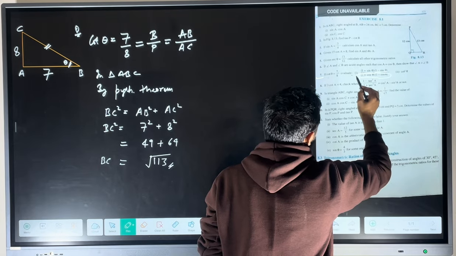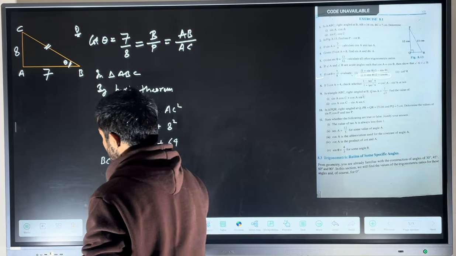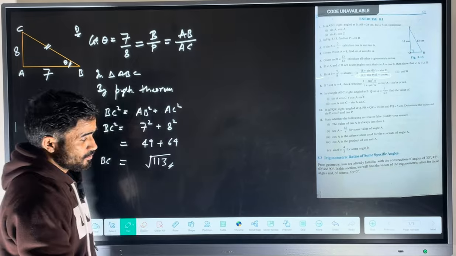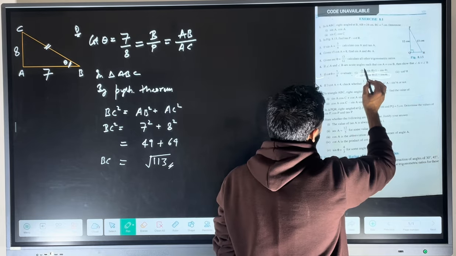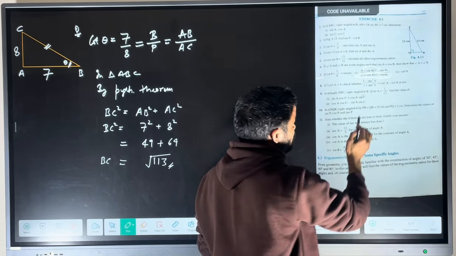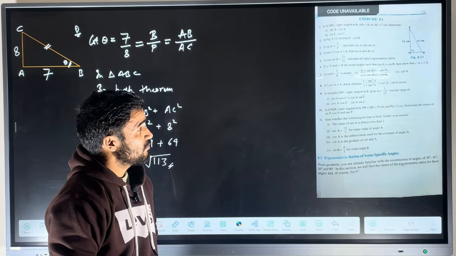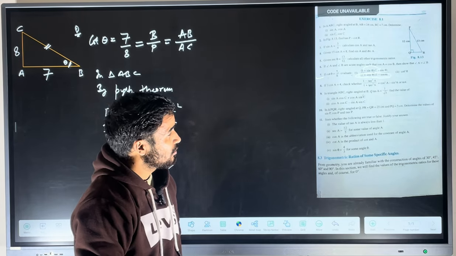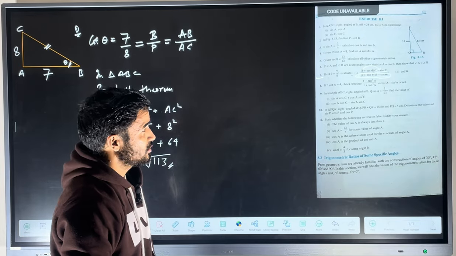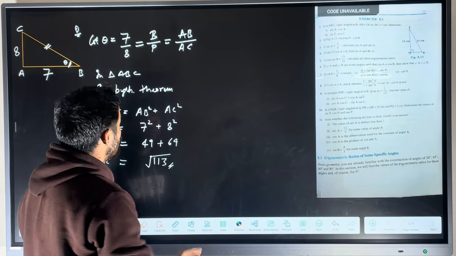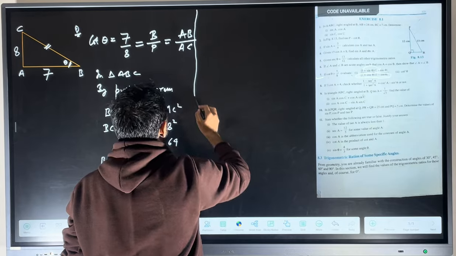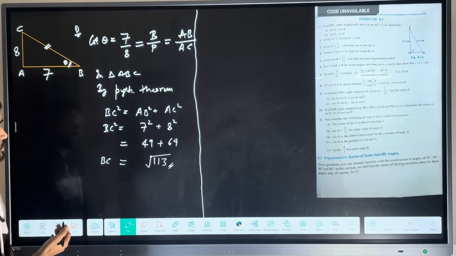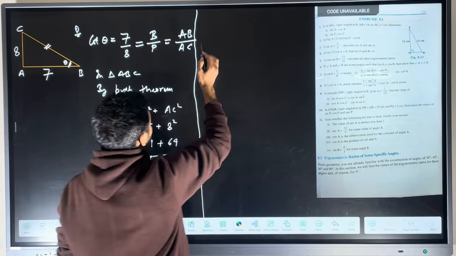Now we have to find (1 plus sin theta) into (1 minus sin theta) upon (1 plus cos theta) into (1 minus cos theta). We can do it in both ways. Suppose we apply the formula of (a plus b) into (a minus b), so it will be 1 square minus sin square theta, and in the denominator 1 square minus cos square theta. Or we can simply put the values of sin theta and cos theta. So for that, first we need to find sin theta and cos theta.